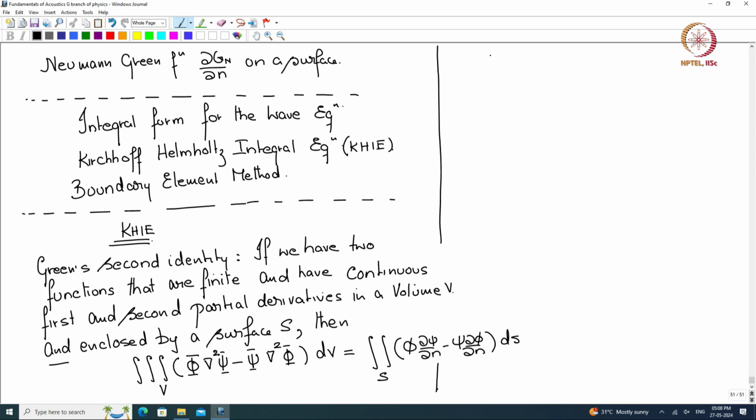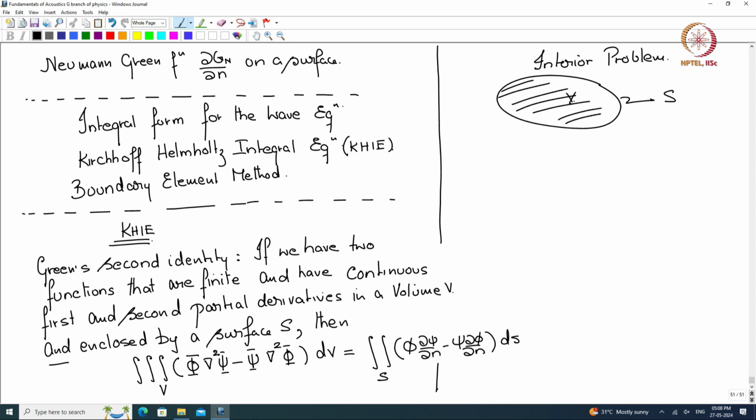For now we will do the interior problem. That means there is this volume that is bounded by a surface S, okay, and we are interested in the interior space. So, these two functions phi and psi are well behaved inside this volume, okay. So, now how do we connect this to acoustics? We make a connection to acoustics now.